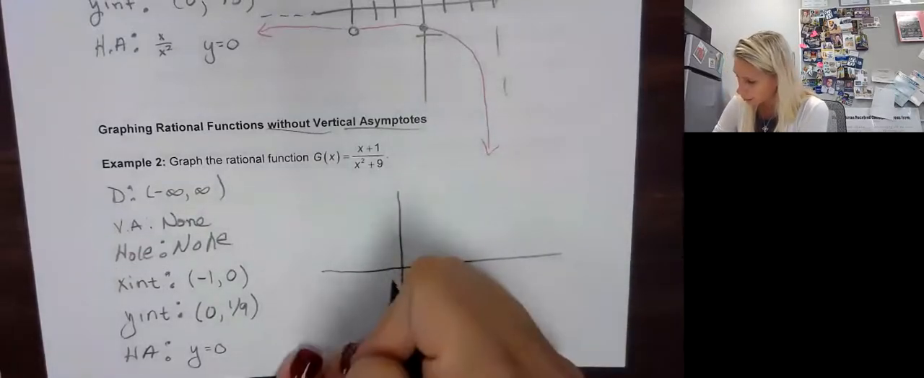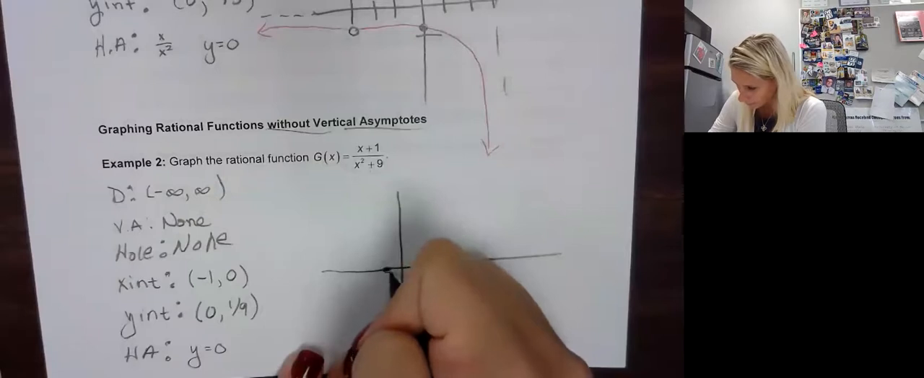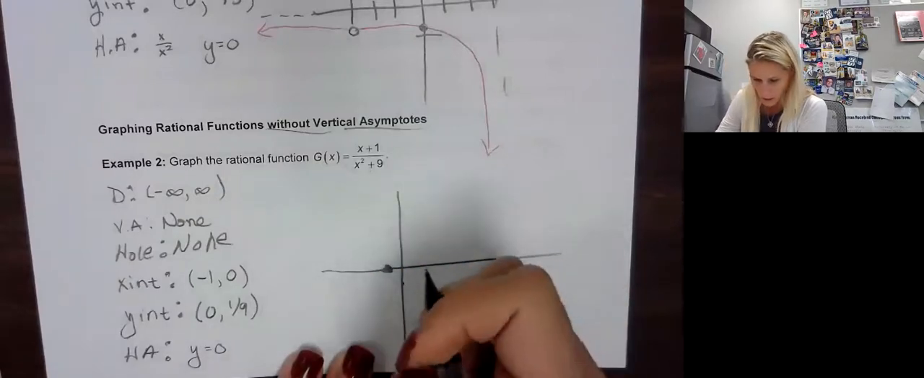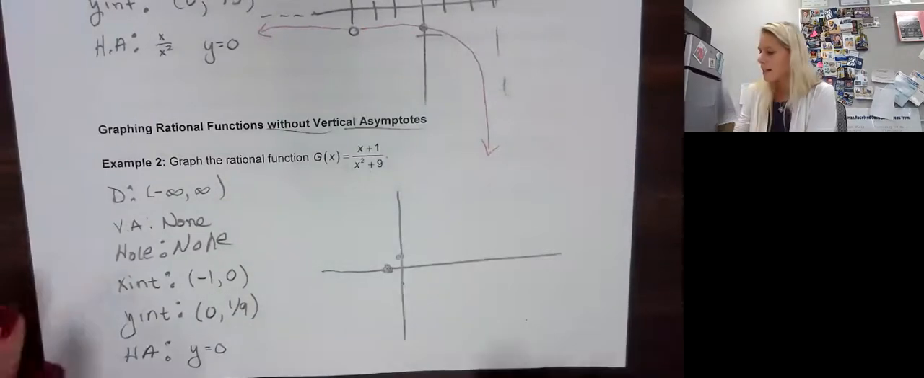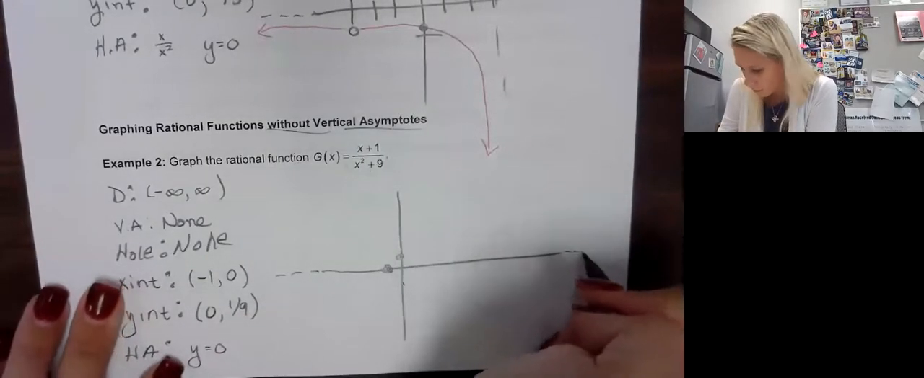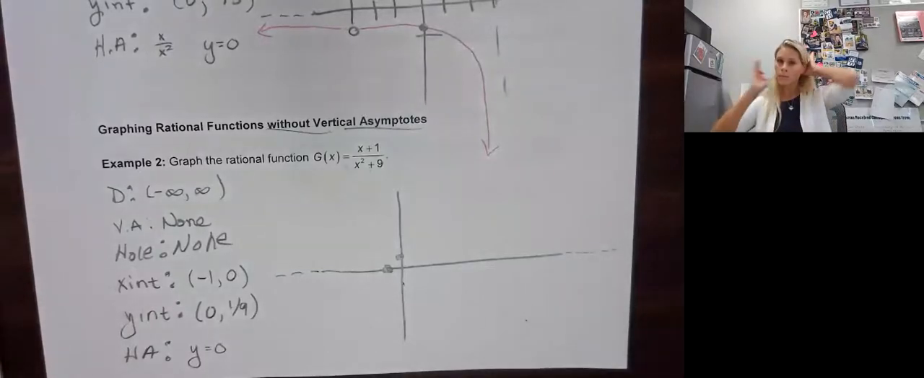Let's plot our points. So at negative 1, 0, and at 0, 1/9. Somewhere like that. Now here's the tricky part. We have a horizontal asymptote there. Now here's what's going to happen.